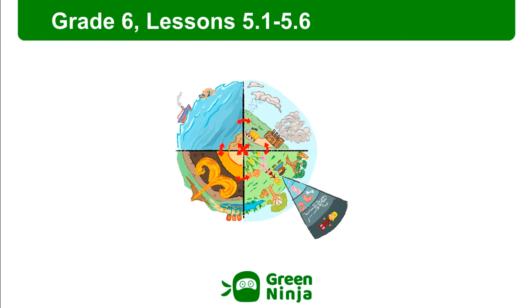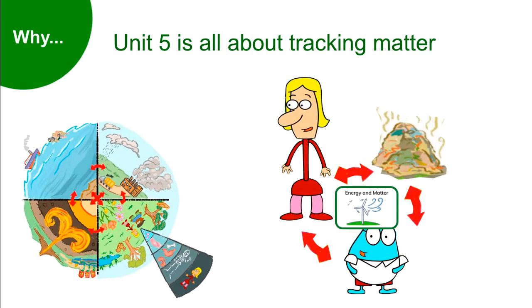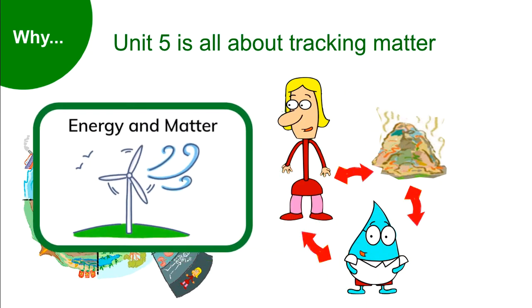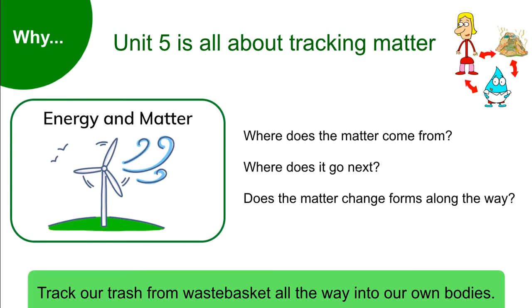Let's jump into the first 6 lessons of Unit 5. Remember that Unit 5 is all about tracking our trash through the Earth system and back into our own bodies, which is quintessential to the NGSS cross-cutting concept of energy and matter. We're always asking questions like, where does the matter come from? Where does it go next? Does the matter change forms along the way?